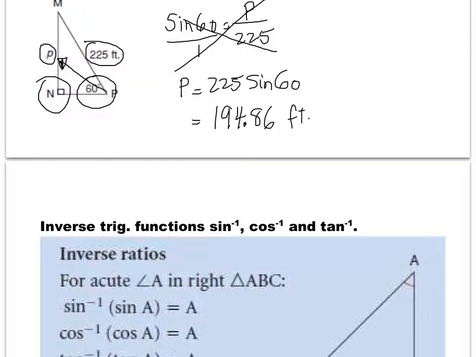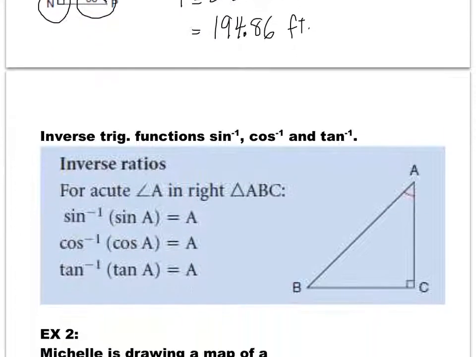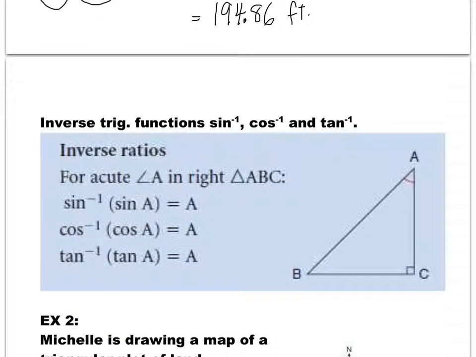Let's do the next example. Before we do that, let's talk about inverse trig functions. There are cases where the sides are given and the unknowns are the angles. Instead of using sine, cos, tan, we can use the inverse of these functions. What these functions return is the angle.